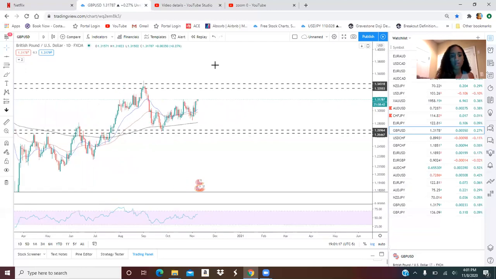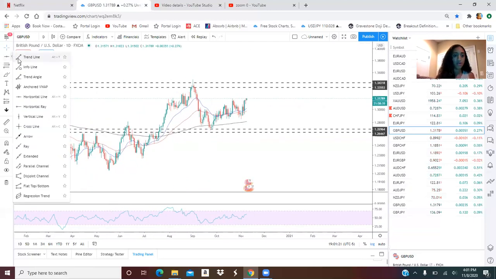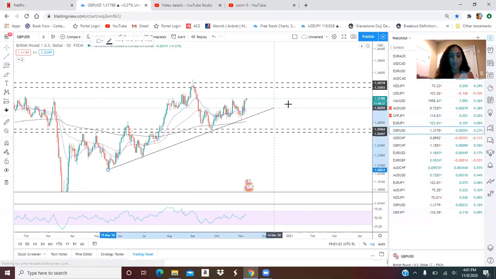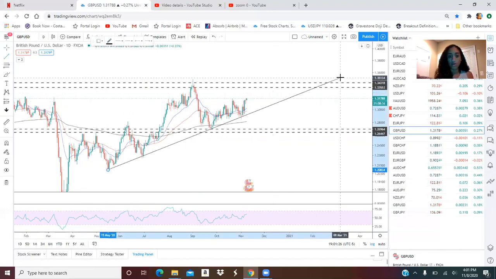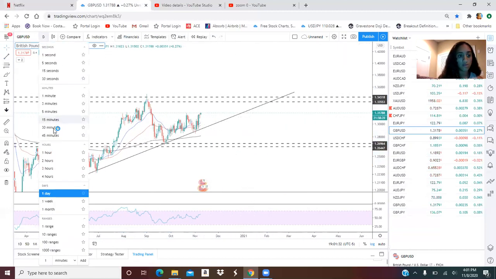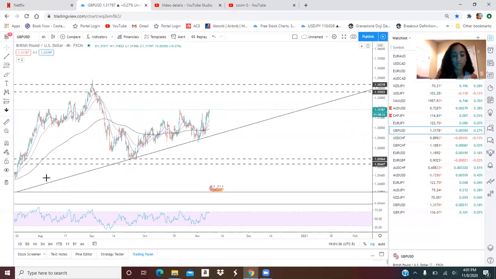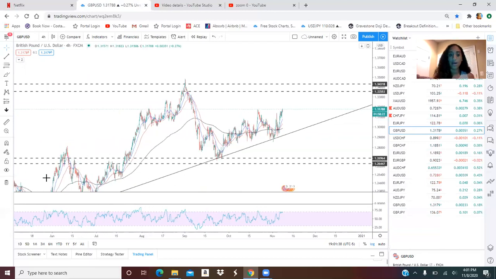So here we are on the day chart. What do we see? We see it's on an uptrend, right? So we can go ahead and draw our trend lines, if you will. And then I like to go down to the 4-hour. And what do we have on the 4-hour?